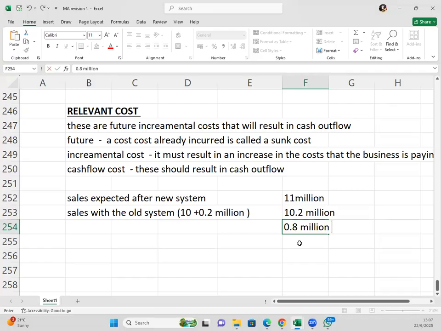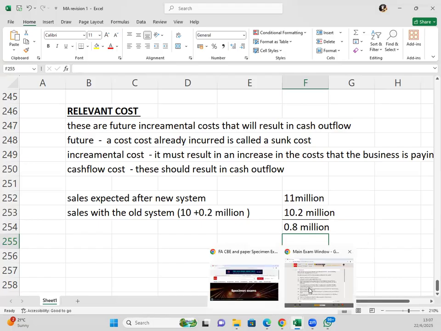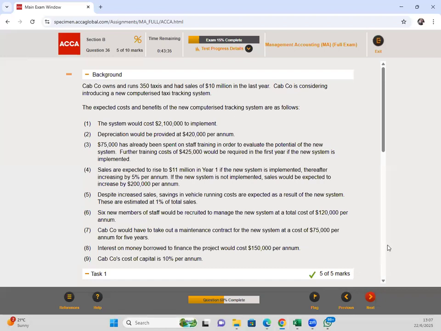So 800,000. Because they were saying even with the old system, the sales will be expected to rise by 200. But for this one, the sales will be 11 million. So the overall incremental revenue is 800,000.